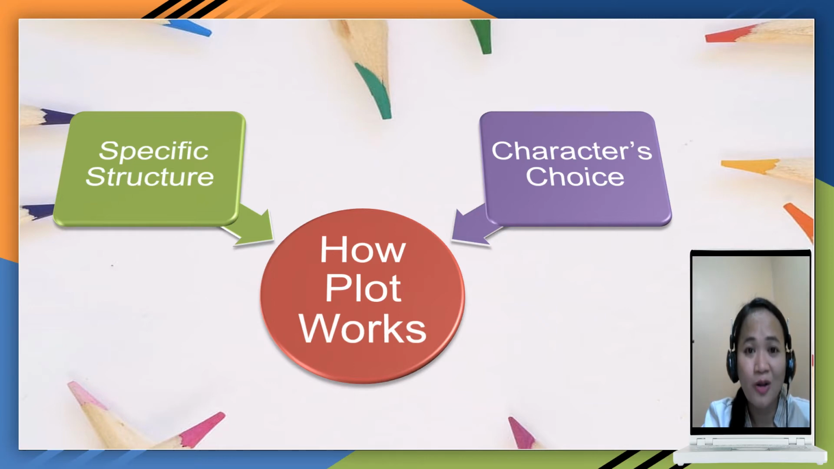Plot is also about choice. Whose choice? The character's choice. In other words, this is not just a recitation of incidents in the story. All information that you put in your plot must have a purpose.